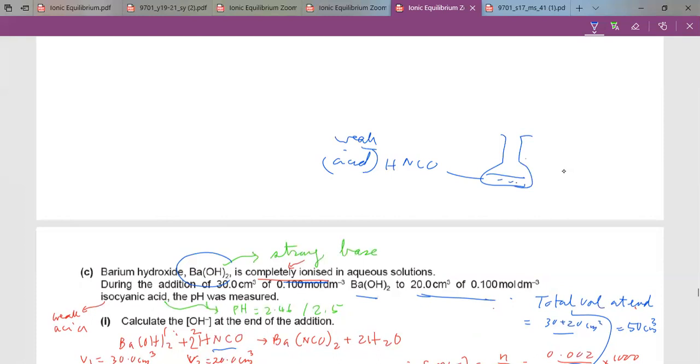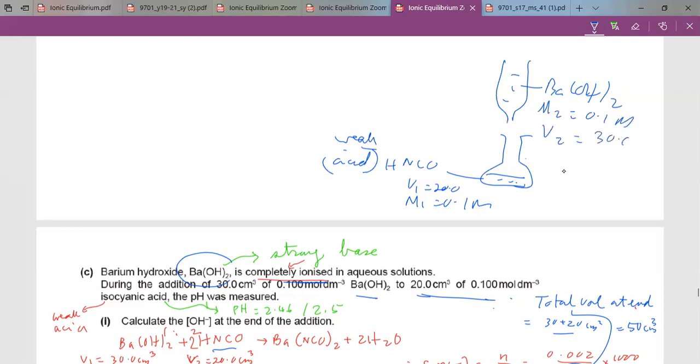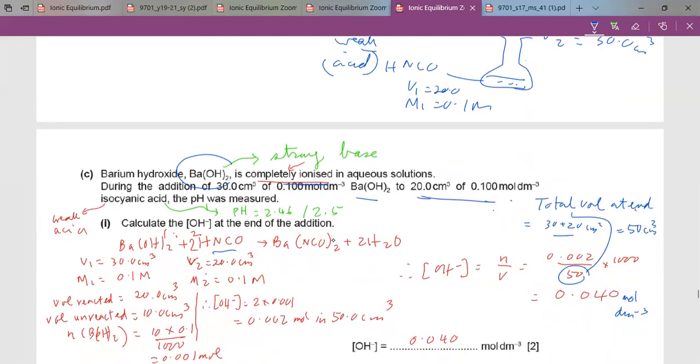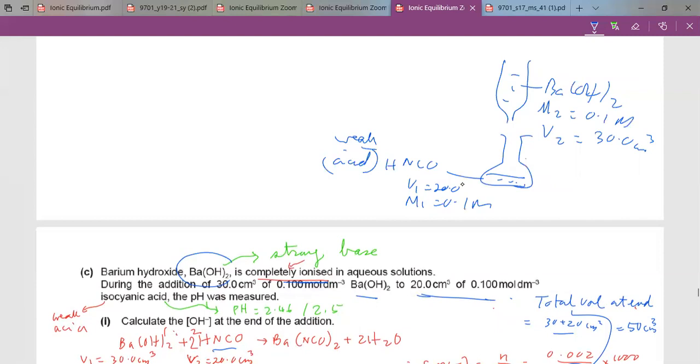The volume here, how much is it? V1 is equal to 20.0, M1 is equal to 0.1 molar, and here you add barium hydroxide, Ba(OH)2, and the molarity here is M2 equals 0.1 molar. The total volume is 30.0. So they ask you to calculate the OH minus at the end, considering dilution. That means this is in excess.